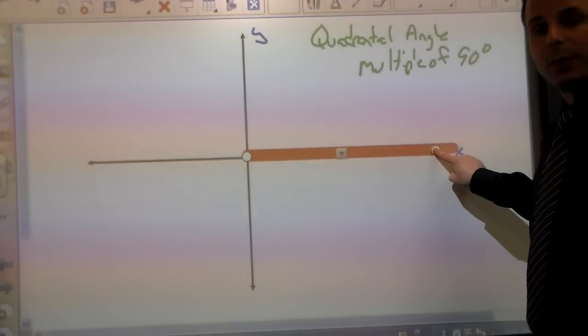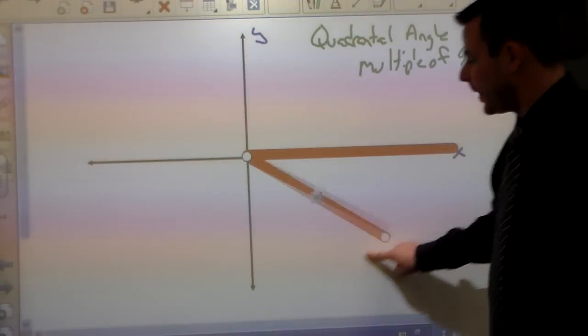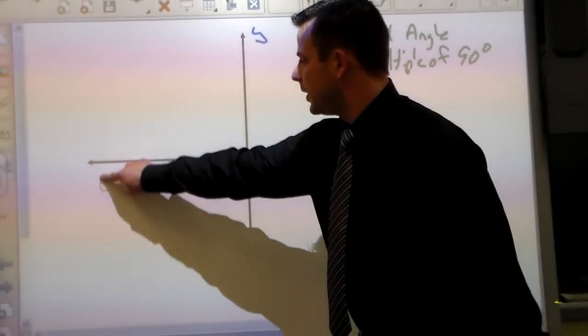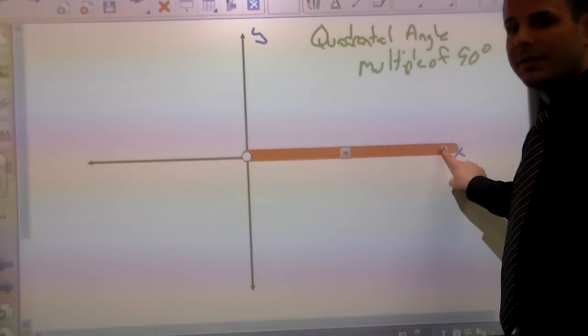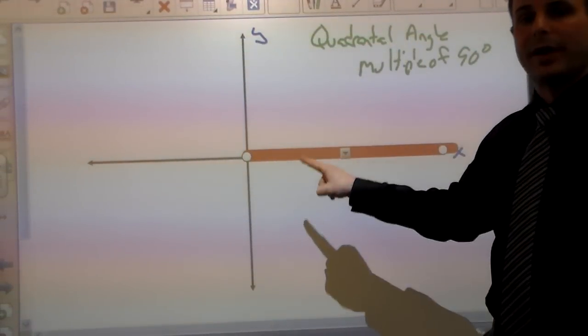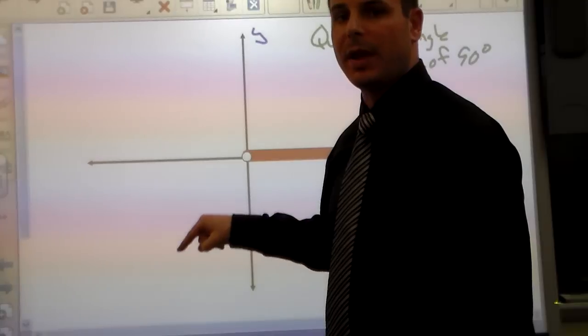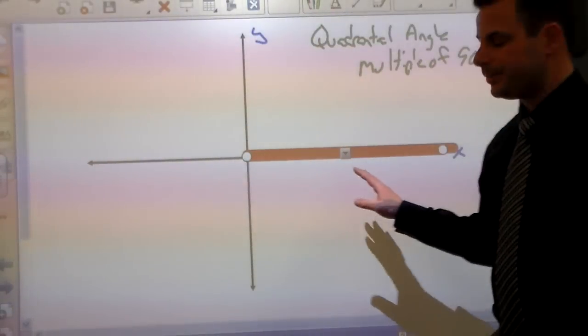But if we were to travel in a negative direction, negative 90, negative 180, negative 270, and negative 360 are also quadrantal angles because they don't lie in a quadrant. They lie on the axis.